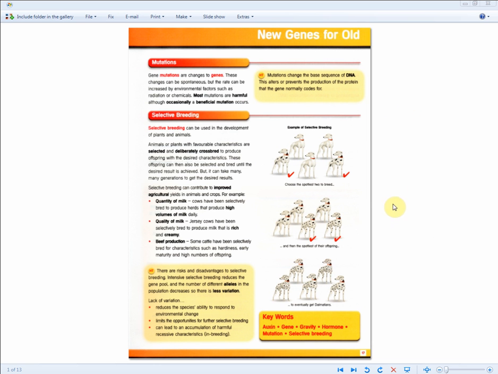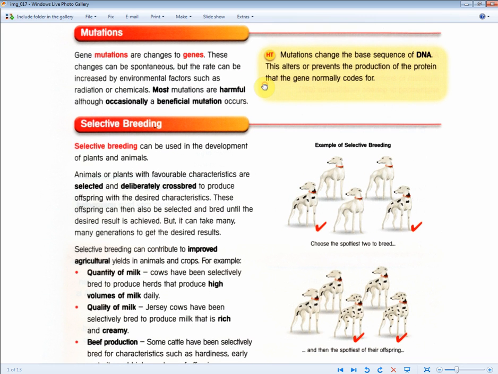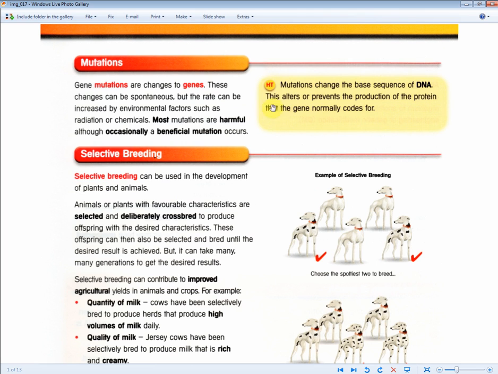And finally, just one more exam question testing your knowledge about this small section here about mutations. So let's just read what the mutation is about first before we see the exam question. Mutations change the base sequence of DNA, and this alters or prevents the production of the protein that the gene normally codes for. So let's see what the exam question says.